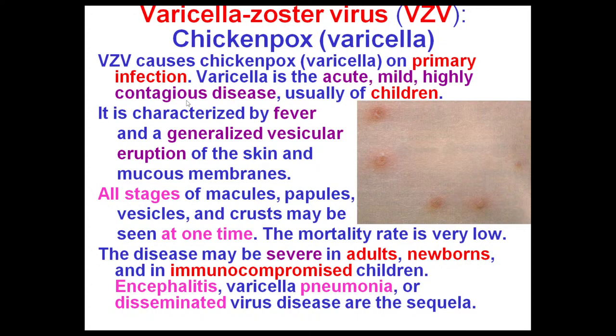It is usually acute, very common, highly contagious, but hopefully quite mild, and occurs usually in children. It is characterized by fever and the development of a generalized vesicular eruption of the skin. And the thing is that at the same time on the skin, we may see all stages of lesion development, starting from macular, papular, vesicular, and pustules, formed all together at one time.